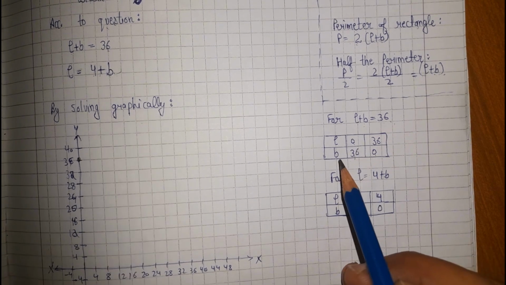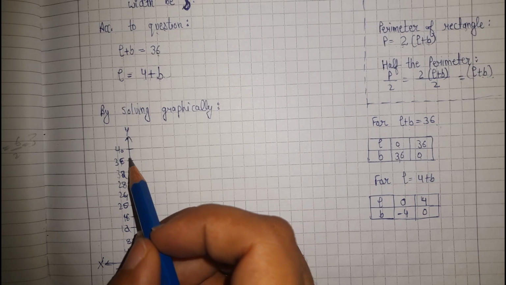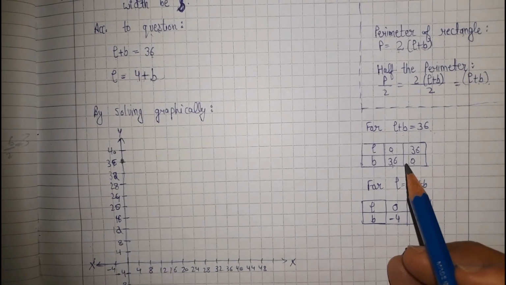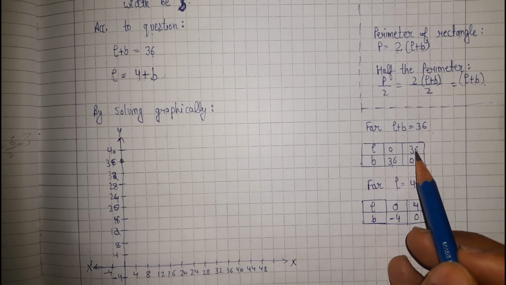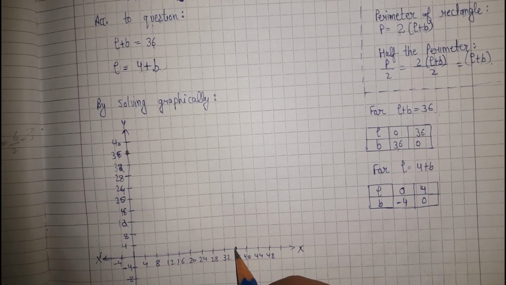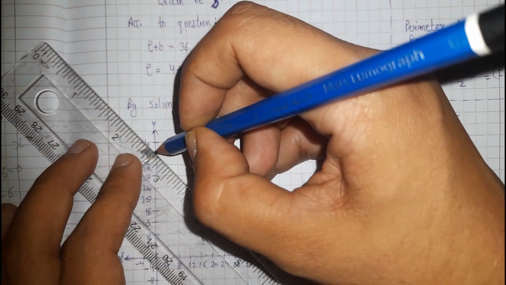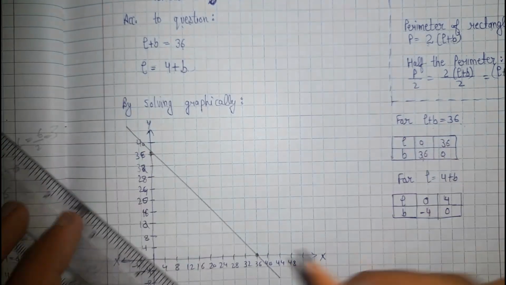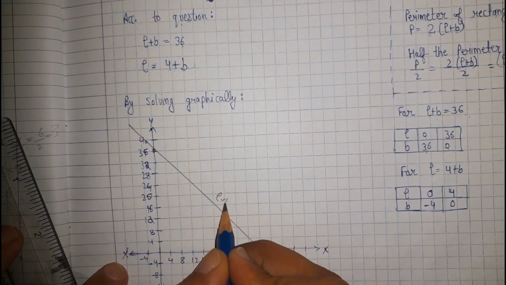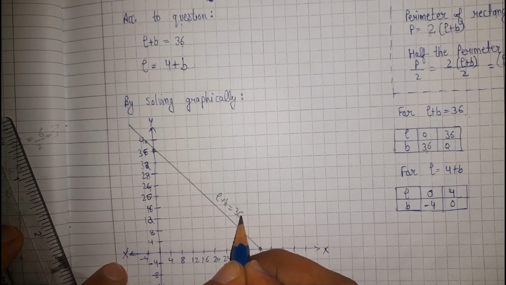when L is 0, B is 36. And when B is 0, L is equal to 36. Now joining these 2 points, this is our equation, L plus B is equal to 36.